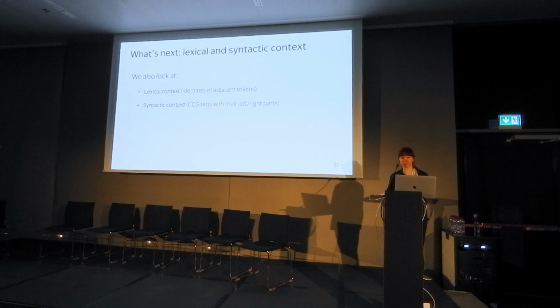Well, so far we looked at how current token identity is preserved, and now we'll look at how left and right context are preserved in different models. We'll look at lexical context, and for this we'll look at identities of adjacent tokens, which means the immediate left neighbor and immediate right neighbor, and also syntactic context. For syntactic context, we'll look at CCG tags, which encode syntactic information of this token. And these CCG tags are especially convenient in our setting because we can split them into a left part, which encodes left context, and a right part.